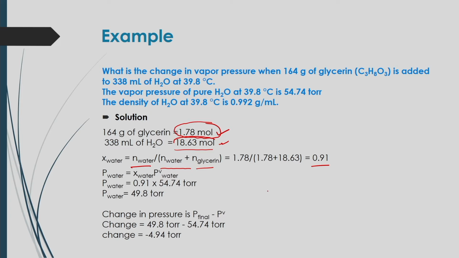And then we know, as per Raoult's law, that the partial pressure of a component will be equal to its mole fraction times its vapor pressure. So the partial pressure of water will be equal to the mole fraction of water times the vapor pressure of water. According to that, we can calculate the partial pressure of water: x water is 0.91 and the vapor pressure is 54.74, as given here. So ultimately it comes to 49.8 torr.